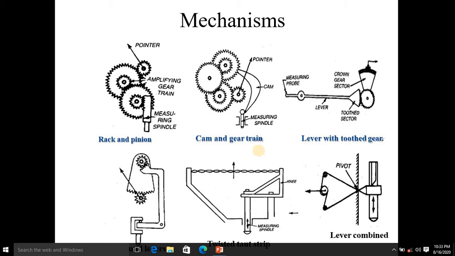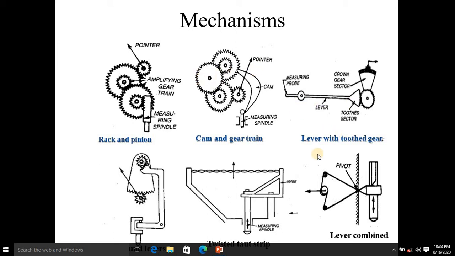Second is cam and gear train. In this system, the measuring spindle acts on the cam, which transmits the motion to the amplifying gear train, and from the gear train we get the final magnification.